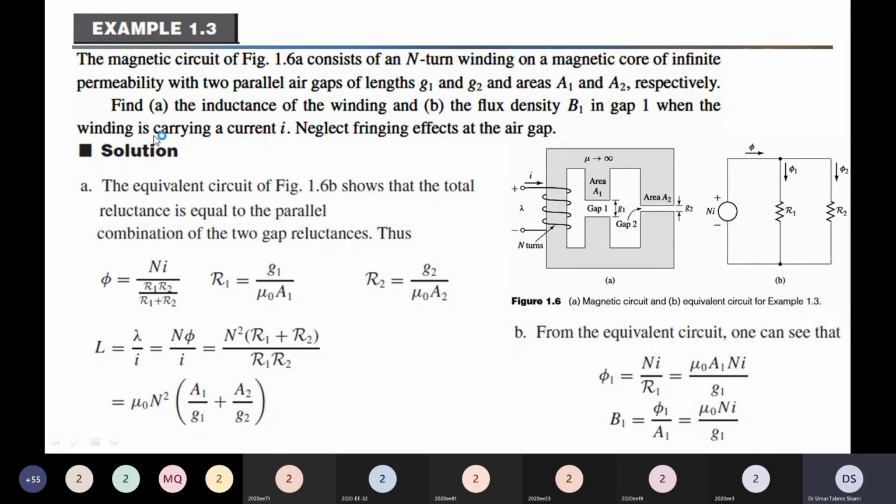Phi 1 को आप divide कर दें by A1, which is the area of gap 1, we get the flux density in gap 1. इसी तरीके से अगर आपने phi 2 का flux density find करनी है, then we take phi 2 and divide by the area A2 and we get the flux density of gap 2. So this example is generic. There are no values given. Simply we have derived formulas for this given structure.